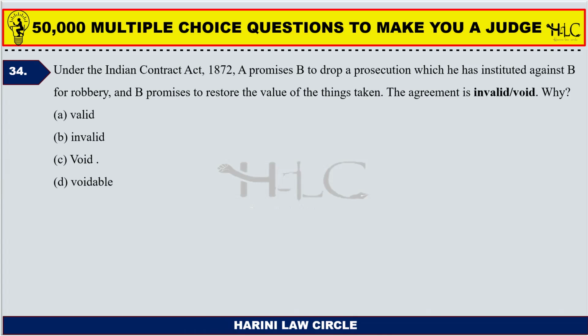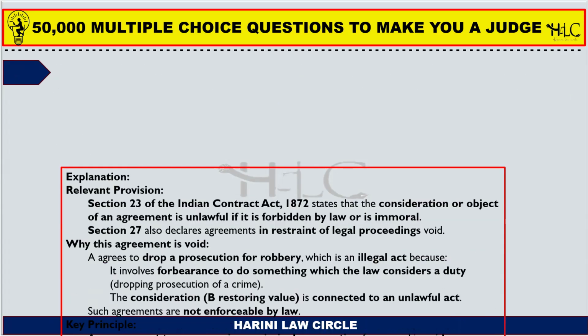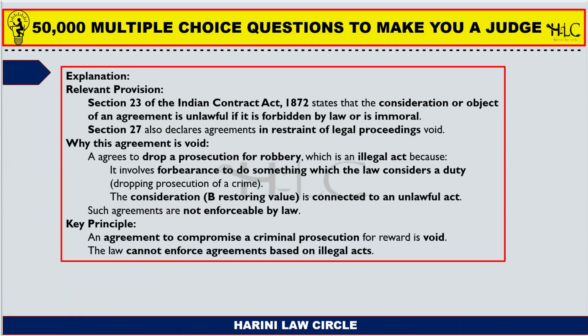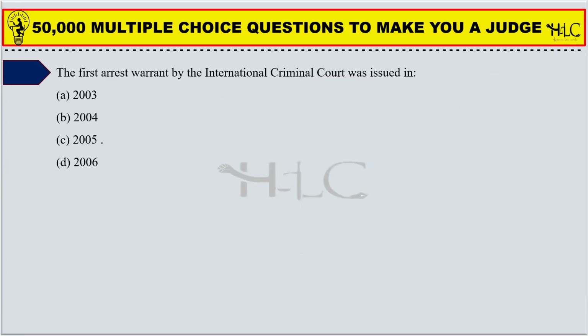If it is a personal act which involves only two persons, then it can be either valid or void based upon the law which is determined in the Indian Contract Act. But an agreement not to prosecute B in case he robbed something from A, such agreements are void because it is a crime done against the state, not against an individual. So an agreement to compromise a criminal prosecution for reward is void. The law cannot enforce such agreements based on illegal acts.